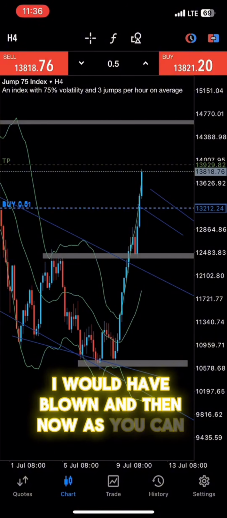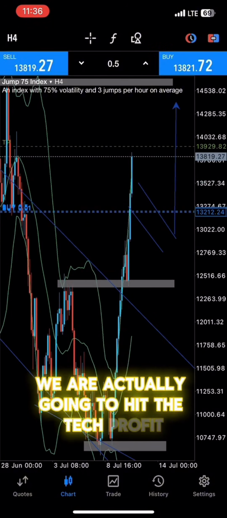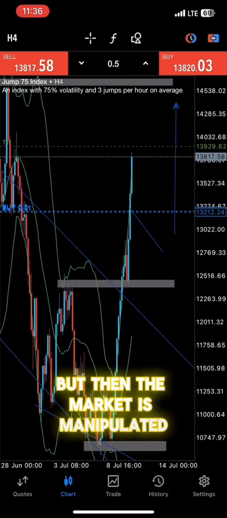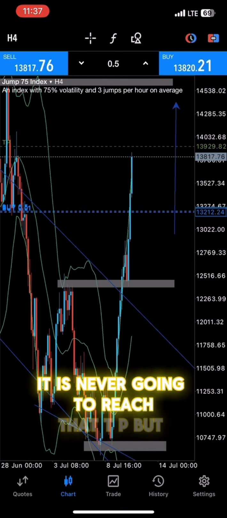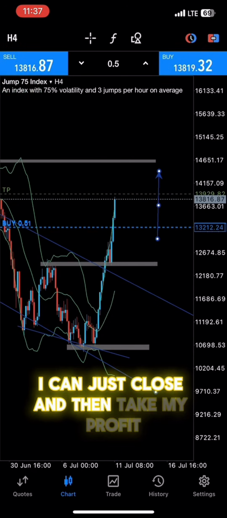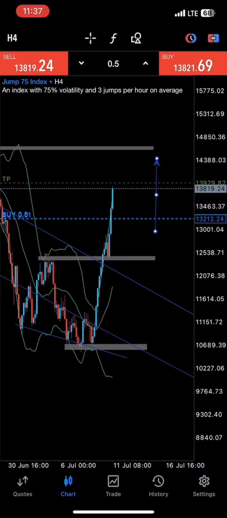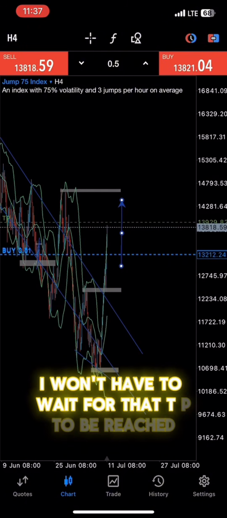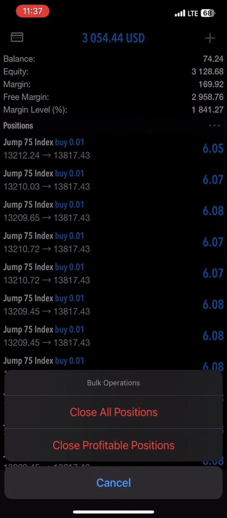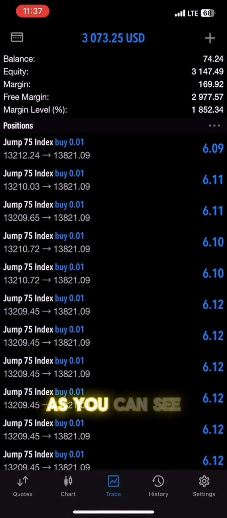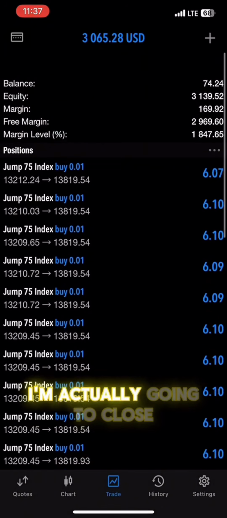Now, as you can see, we are actually going to hit the take profit, but the market is manipulated. It is never going to reach that TP. However, I can just close and take my profit and leave the market manually. I won't have to wait for that TP to be reached. As you can see, I'm actually going to close.